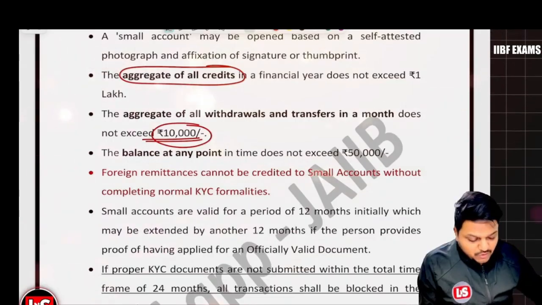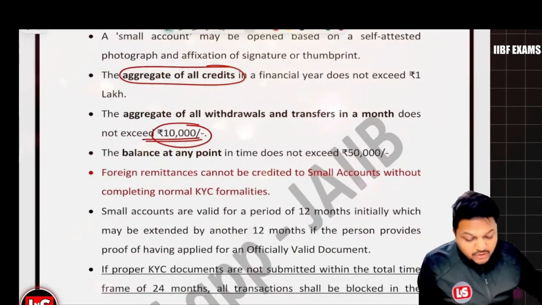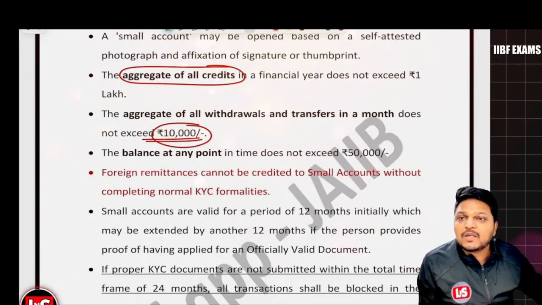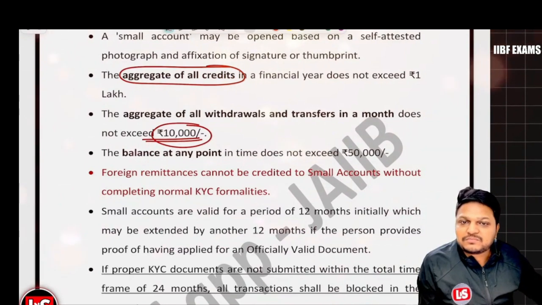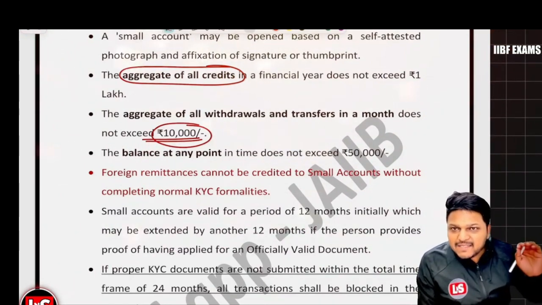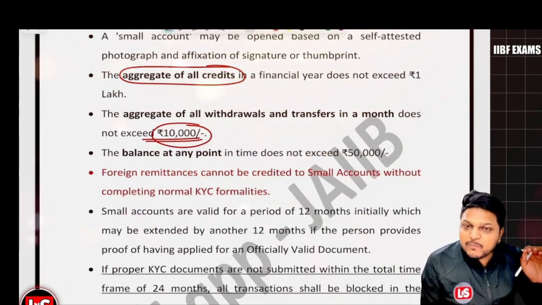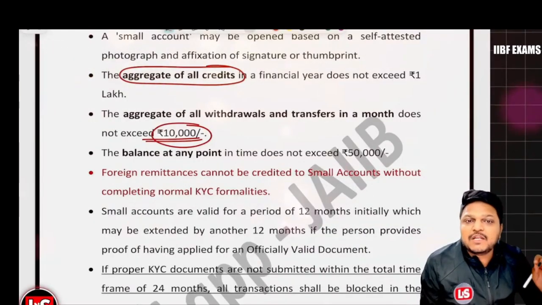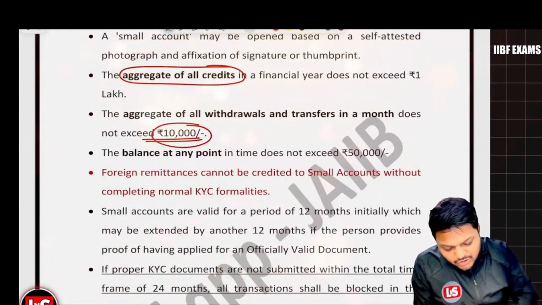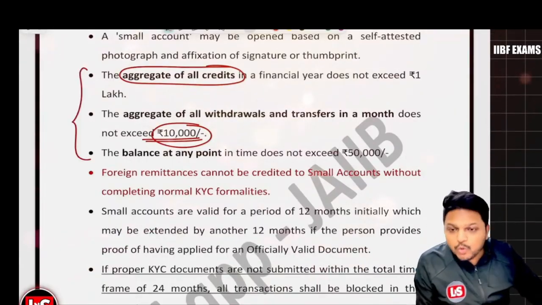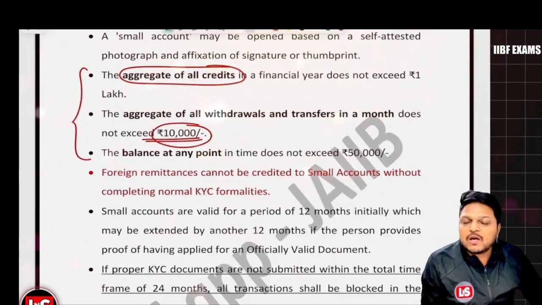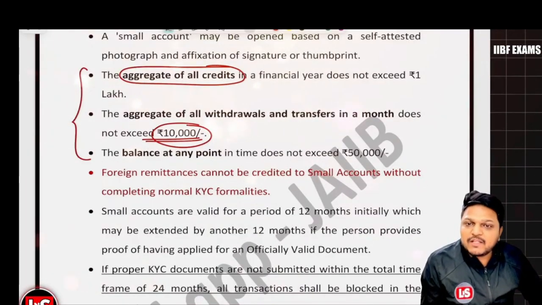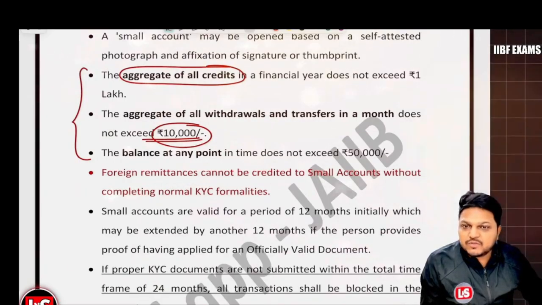That is also the scenario. The aggregate withdrawals or transfers in the month should not be exceeding 10,000 rupees. So these are the restrictions related to it, right? And balance in the account at any point of time cannot be exceeding 50,000 rupees. So these are the prime restrictions. The total aggregate credits in the financial year cannot be exceeding 1 lakh. Balance in the account at any point of time cannot be exceeding 50,000. And the total withdrawals or transfers in the month cannot be exceeding 10,000. So these are the restrictions.